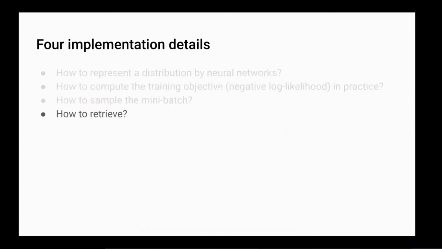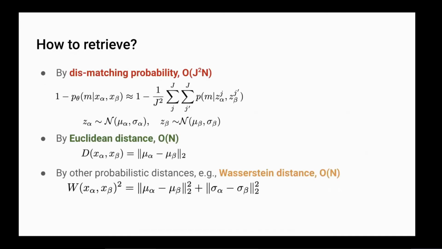Okay, so that was the detail of how we can train the probabilistic embedding in practice, and this is another one. Assume we have a trained model, a trained probabilistic embedding, and our goal is retrieval, right?